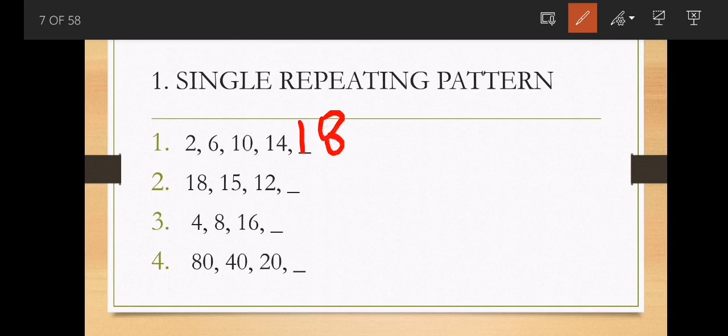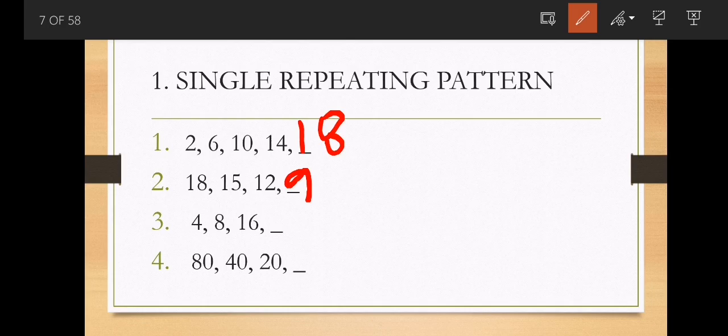And the next example is 18, 15, and 12. So, mapapansin natin na mula sa mataas na number hanggang sa mababa na number. So, ang gagamitin natin dito is subtraction. Mapapansin natin na bawat term ay nagsasubtract lamang ng number 3. 18 minus 3 is equals to 15. 15 minus 3 is equals to 12. And 12 minus 3 is equals to 9. So, ang answer natin dito is 9.